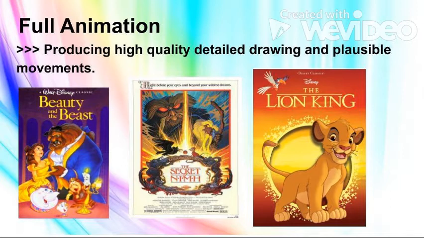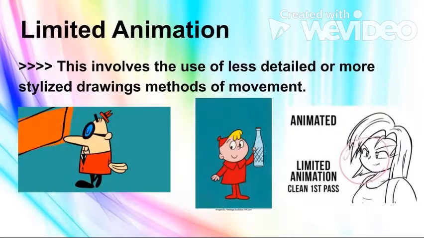These animations were produced by Walt Disney Studios. As you can see, that's Disney. Disney Studio is one of the best examples for full animation. Number two, we have limited animation. If there's full animation, there's also limited. So there's a limit in the animation. This involves the use of less detail or more stylized drawing methods of movement. You can see the difference compared to full animation. It is detailed, but limited animation has less detail.